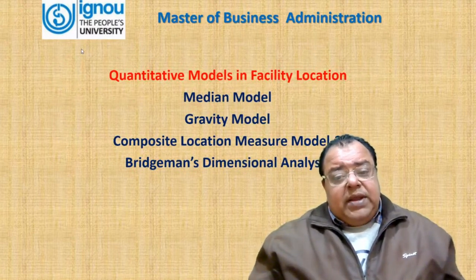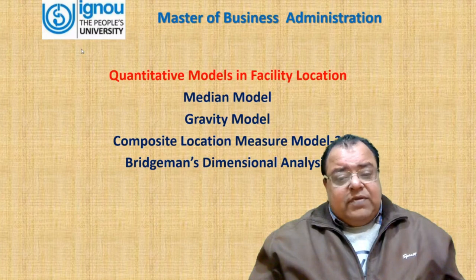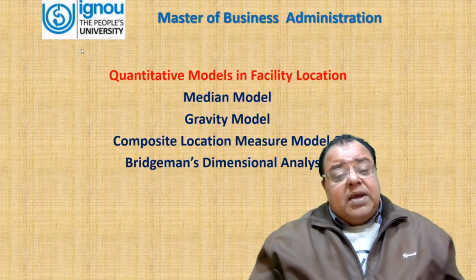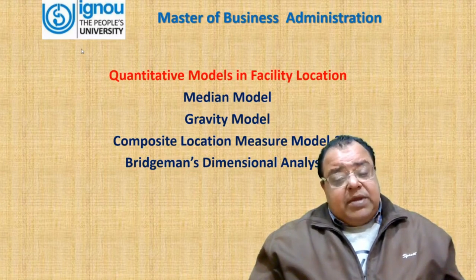Quantitative models in facility location. First one is the median model. Second one is the gravity model. Third one is the composite location model. And fourth, Bridgman's dimensional analysis.